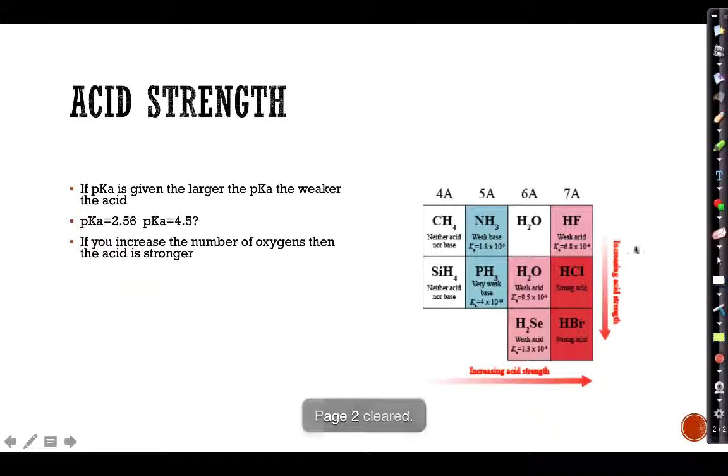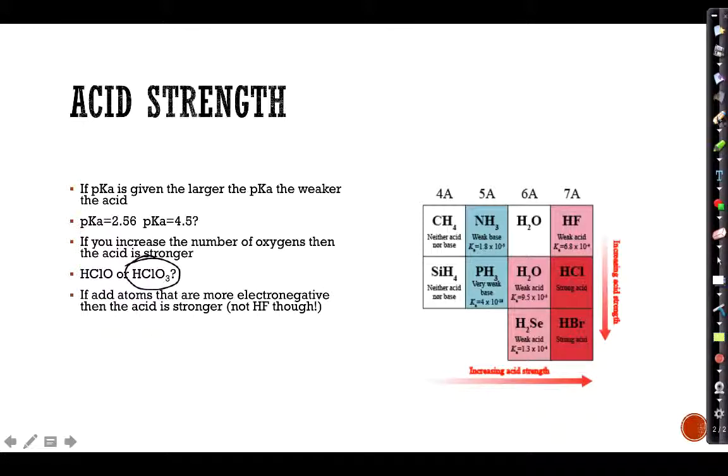If you increase the number of oxygens, that will increase the acid strength. So let's look at two acids and see which one is stronger. If we have this one versus this one, they're pretty much the same except for the number of oxygens. So the one with more oxygens will give us a stronger acid, which will lead to more hydrogen ions being in the solution.